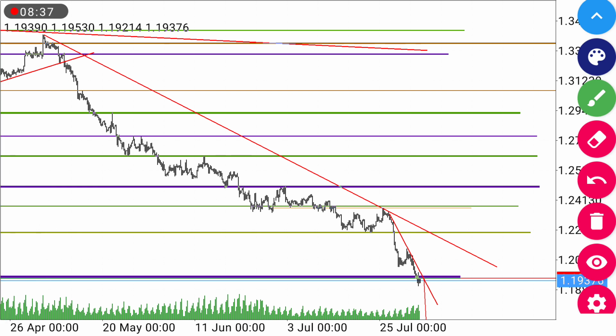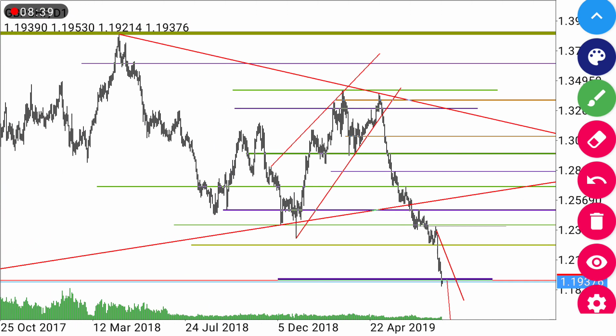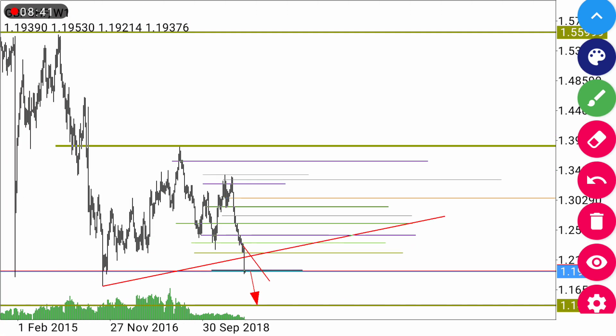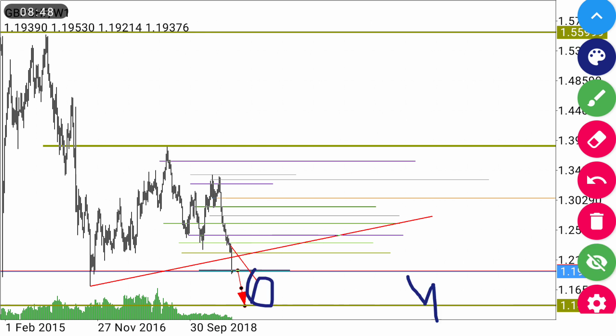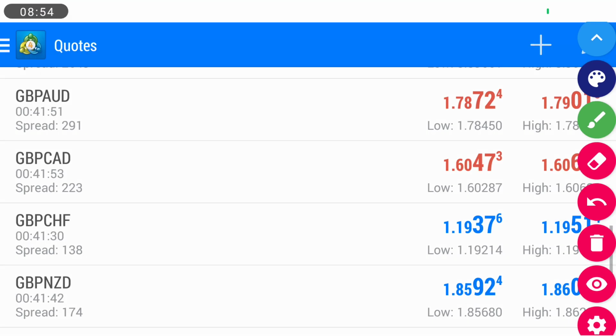Where are we targeting to move with this pair? When we go back to weekly, we are targeting for it to continue moving down toward this area here. This area down there, so it's where we are targeting to move. This is GBP CHF and this is weekly time frame.